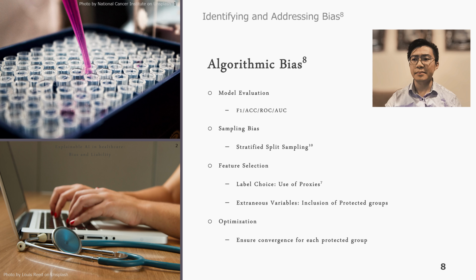Finally, we must consider our optimization of models. We should set the minimum acceptable level of loss or residuals when tested for each protected subgroup. This way, we evaluate our models to ensure good prediction performance not only in general, but for each protected subpopulation.